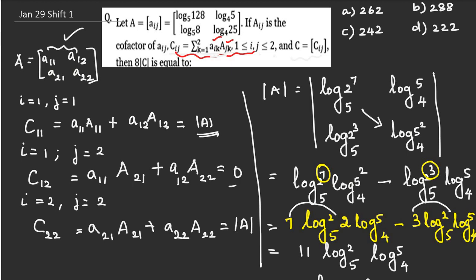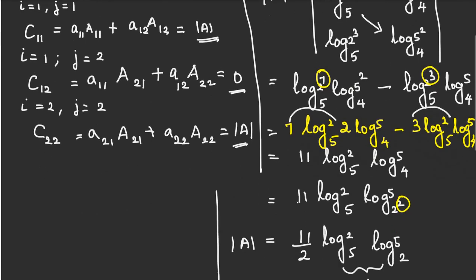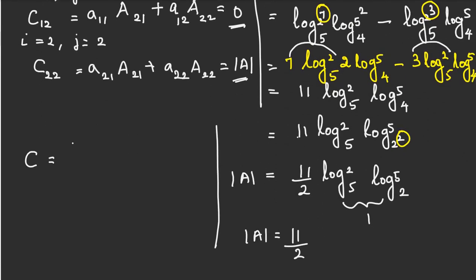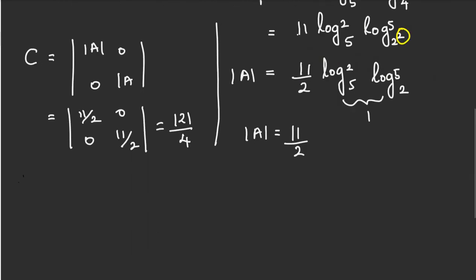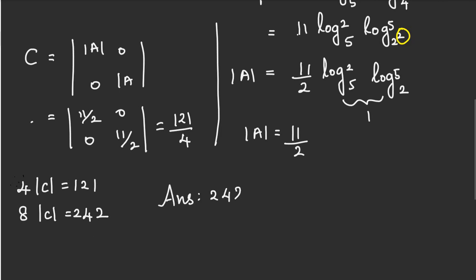C11 is determinant of A, C12 is 0, C22 is determinant of A. So in general the C matrix will be determinant of A, 0, 0, determinant of A, which is 11 by 2, 0, 0, 11 by 2, so the determinant is 11 by 2 into 11 by 2, that is 121 by 4. So 4 into C is equal to 121, or 8 into modulus of C will be 242. So the answer for this problem is 242.